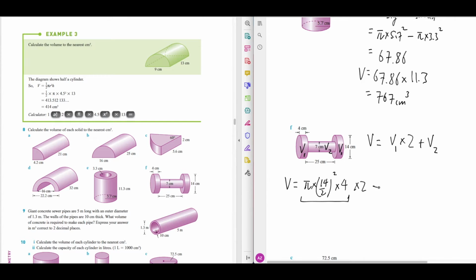Now we have to work out the volume of the cylinder that's in the middle. How do we do that? Well, it's just going to be pi r squared h. So we do pi times the radius. Now what's the radius here? Remember the diameter is 7, so the radius is going to be 7 on 2, times the height. The height of this thing in the middle is 25. So that's the middle cylinder. This is the side cylinder, right?